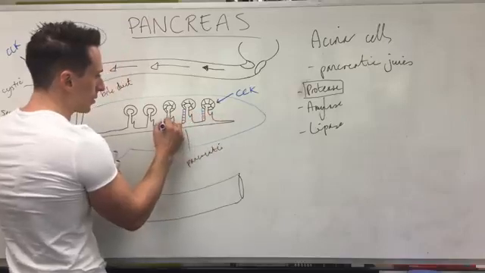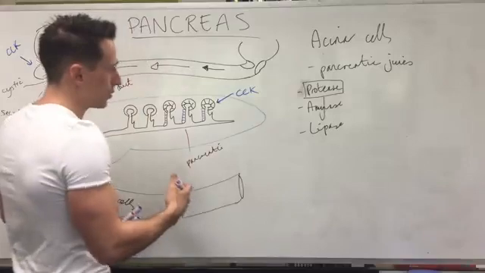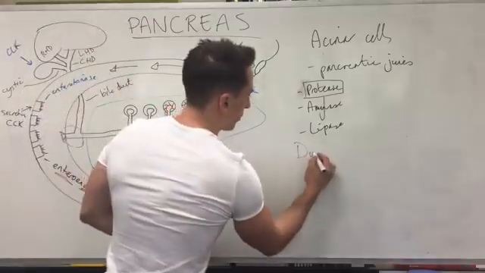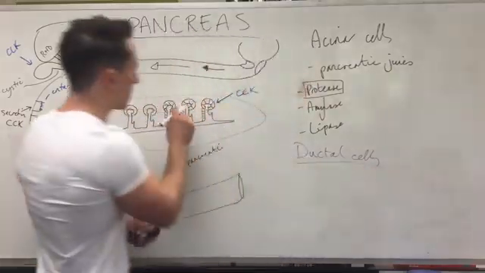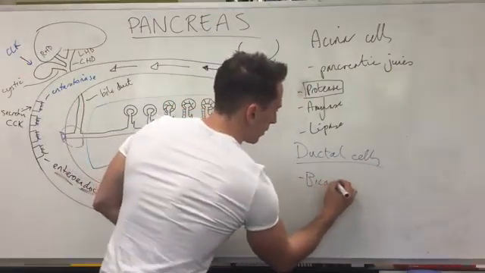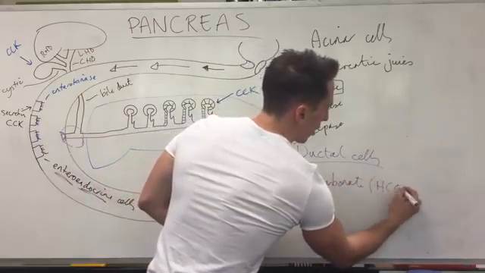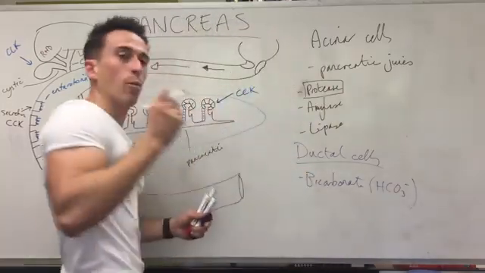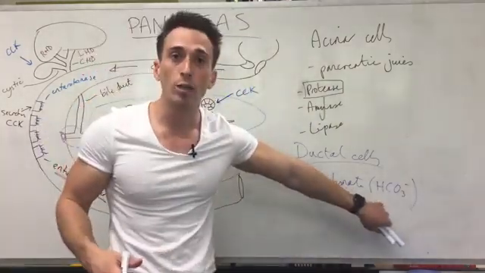These are ductal cells, also known as intercalated ductal cells. I'll write it down here, ductal cells. And what do the ductal cells release? The ductal cells release bicarbonate. Bicarbonate is HCO3 negative. And what bicarbonate does is it buffers hydrogen ions. It is a mop that absorbs hydrogen ions.